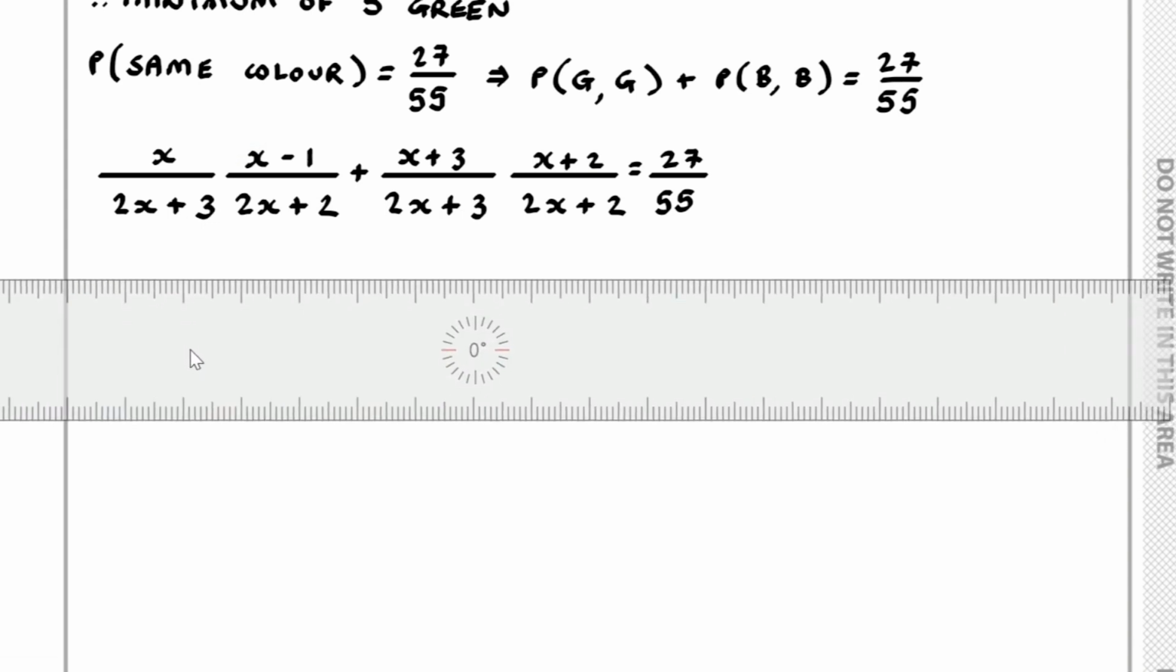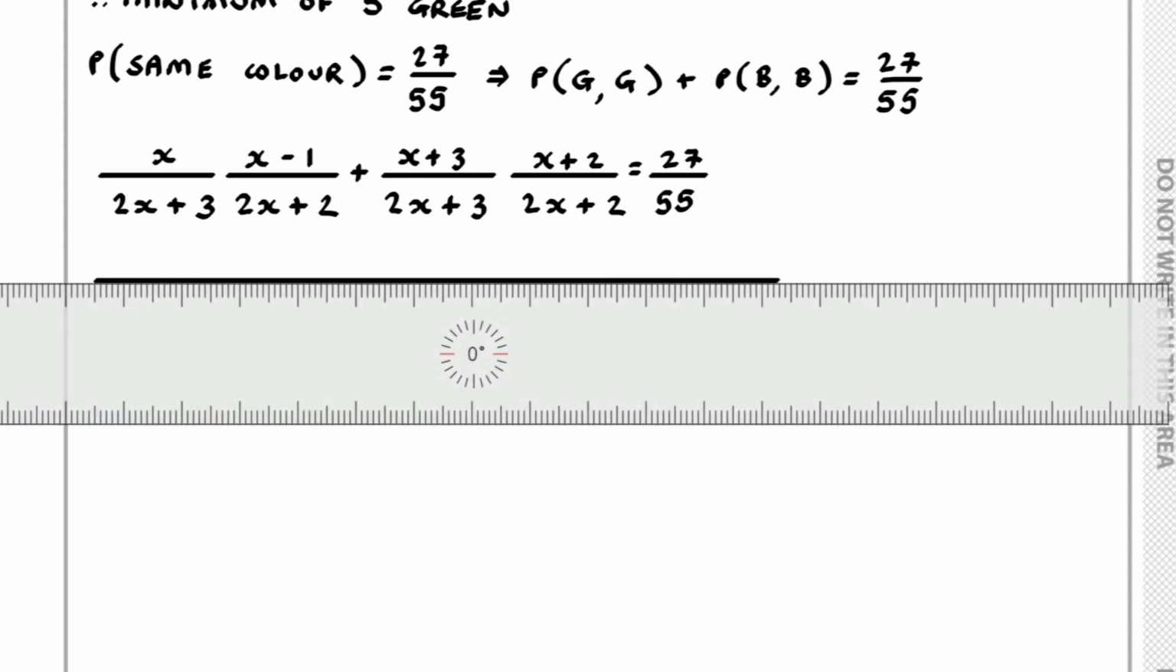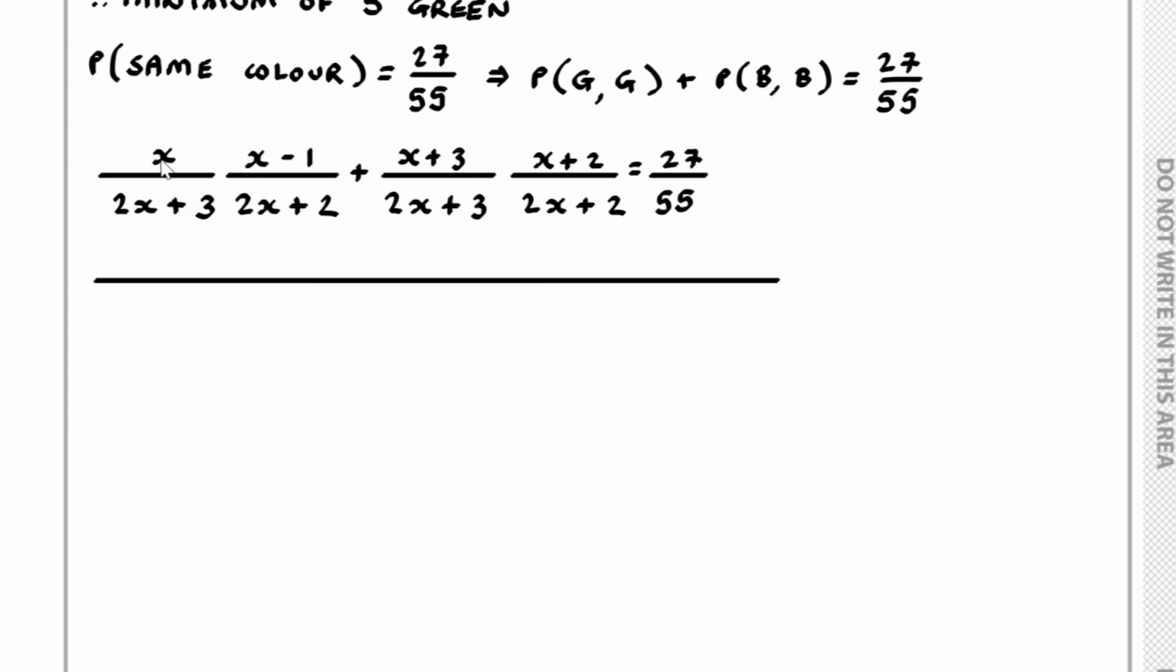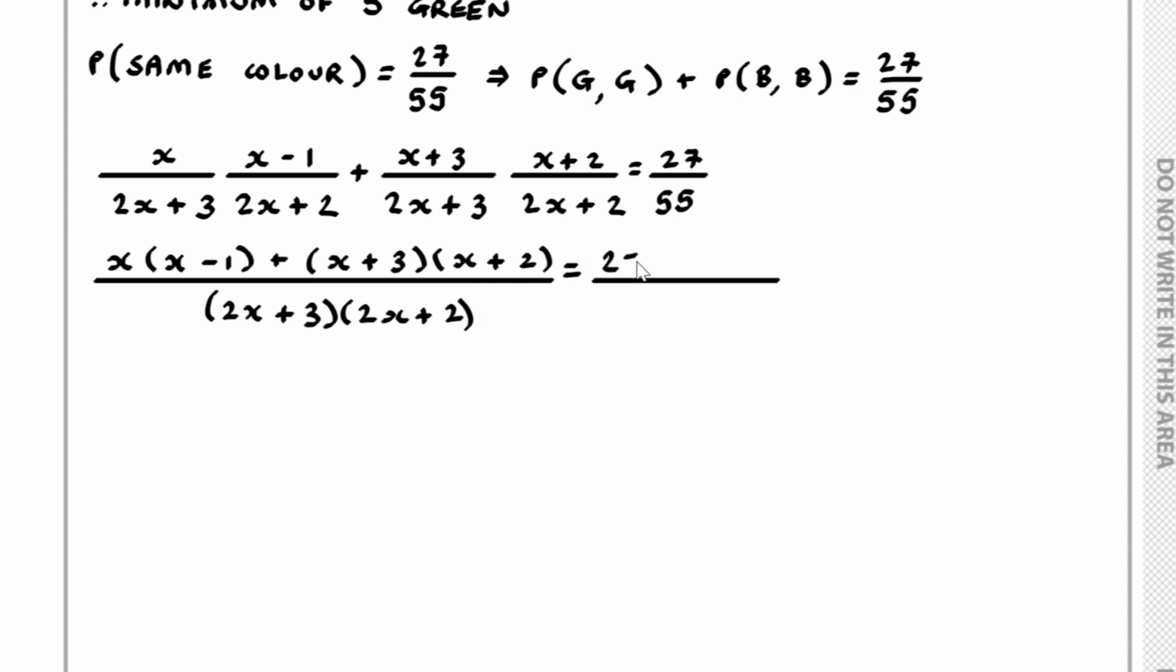So now what I need to do is combine these fractions. Well, I have x times x minus 1 plus x plus 3 times x plus 2 over 2x plus 3 times 2x plus 2. We've got a common denominator of 2x plus 3 times 2x plus 2. And I know that this is all equal to 27 over 55.